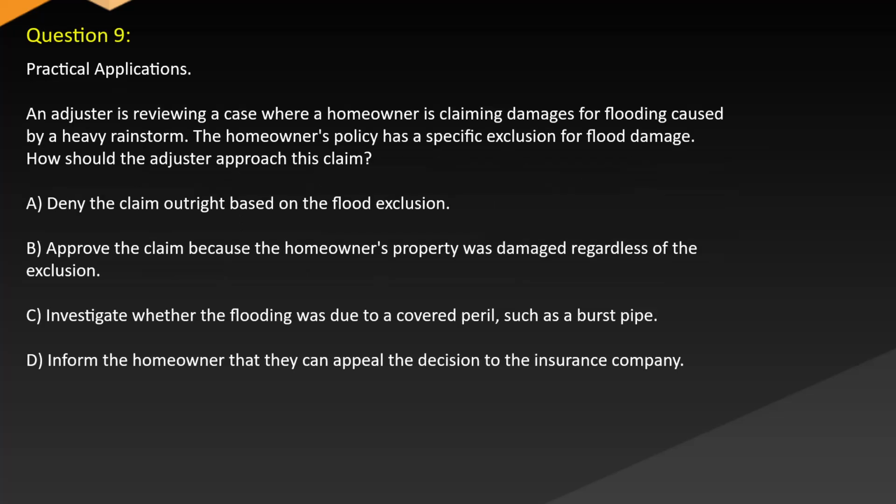Question 9. Practical applications. An adjuster is reviewing a case where a homeowner is claiming damages for flooding caused by a heavy rainstorm. The homeowner's policy has a specific exclusion for flood damage. How should the adjuster approach this claim? A. Deny the claim outright based on the flood exclusion. B. Approve the claim because the homeowner's property was damaged regardless of the exclusion. C. Investigate whether the flooding was due to a covered peril, such as a burst pipe. D. Inform the homeowner that they can appeal the decision to the insurance company.